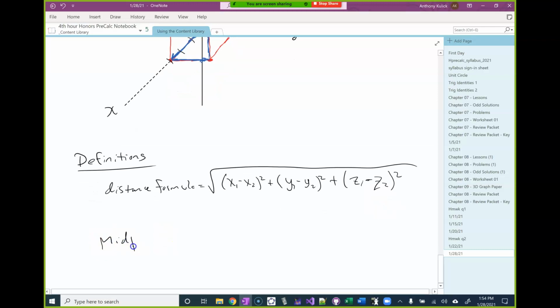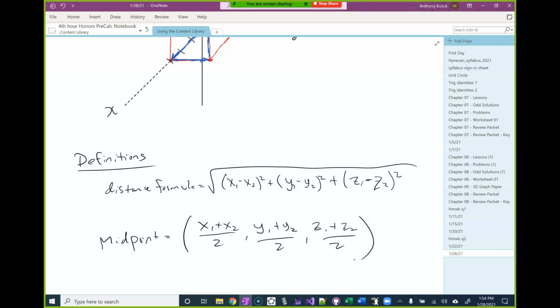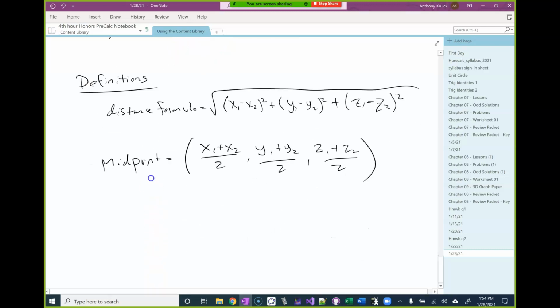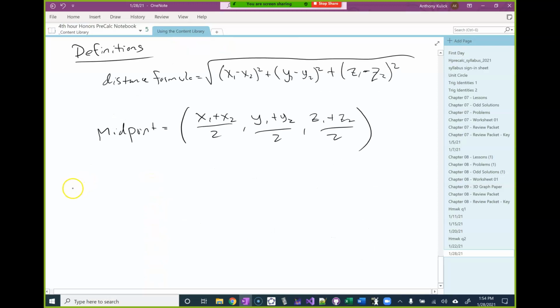Midpoint, same way. Remember, in 2 dimensions, the midpoint is the average of the x coordinates and the average of the y coordinates. So in 3D, it's the same thing. The average of the x's, the average of the y's, and also the average of the z's. So no big deal, just a couple of formulas there.